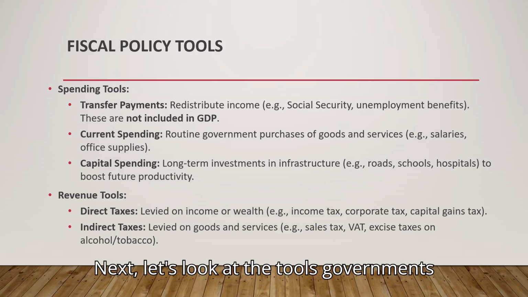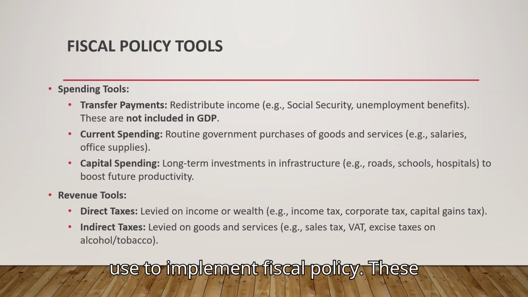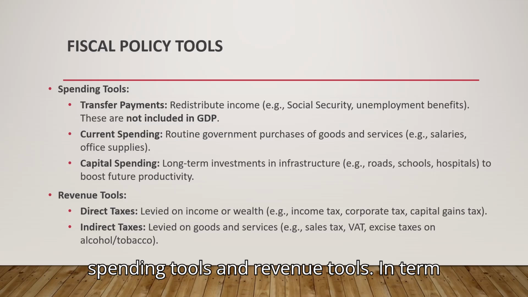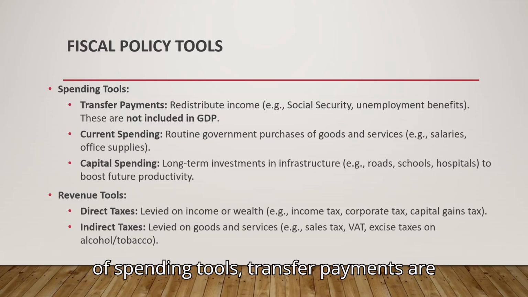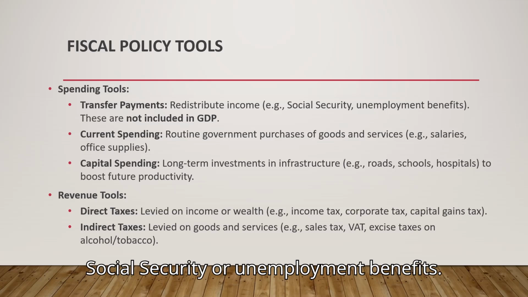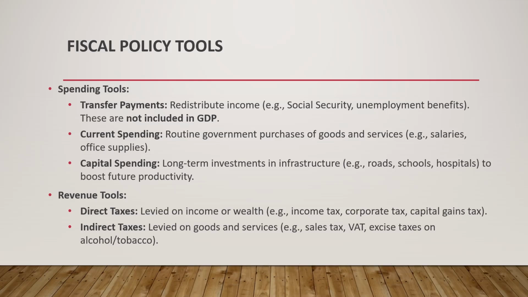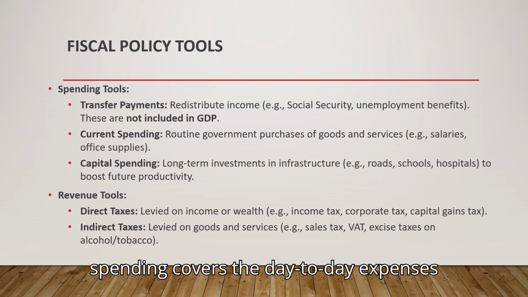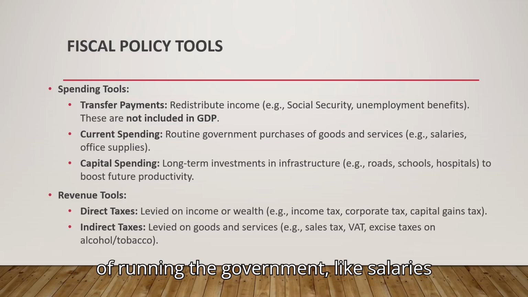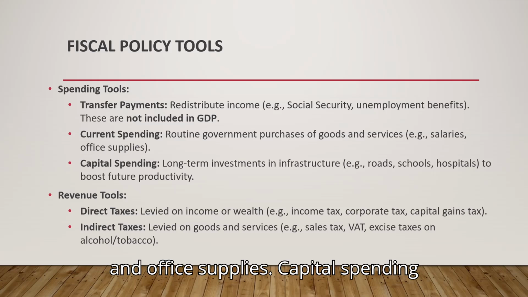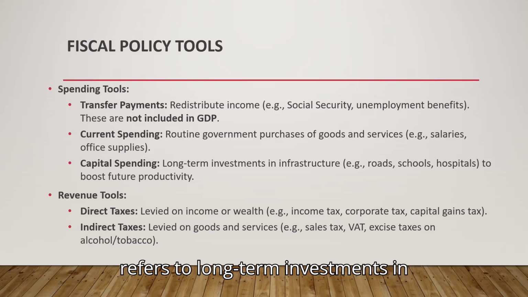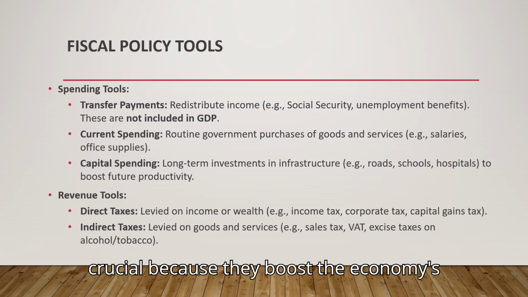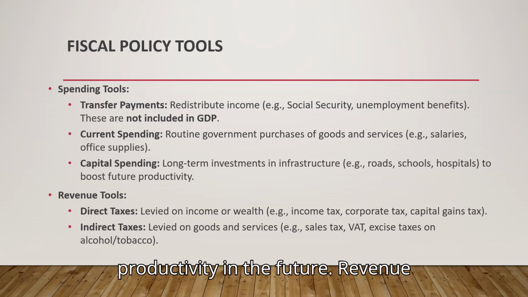Next, let's look at the tools governments use to implement fiscal policy. These tools fall into two main categories: spending tools and revenue tools. In terms of spending tools, transfer payments are payments made to individuals such as Social Security or unemployment benefits. They help redistribute income and provide a safety net for those in need. Current spending covers the day-to-day expenses of running the government, like salaries and office supplies. Capital spending refers to long-term investments in infrastructure such as roads, schools, and hospitals. These investments are crucial because they boost the economy's productivity in the future.